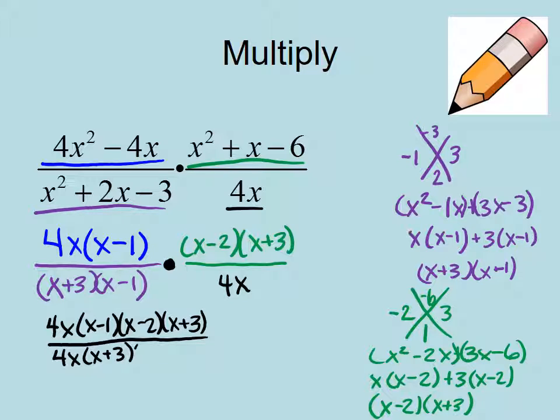Let's see what we can cancel. I have a 4x and a 4x, x minus 1, x minus 1, x plus 3, x plus 3. So my final solution is just x minus 2. That's all we end up with that is remaining.